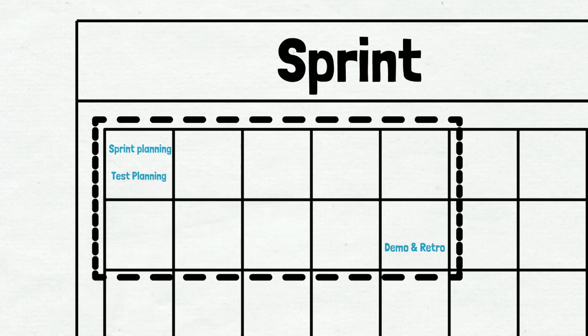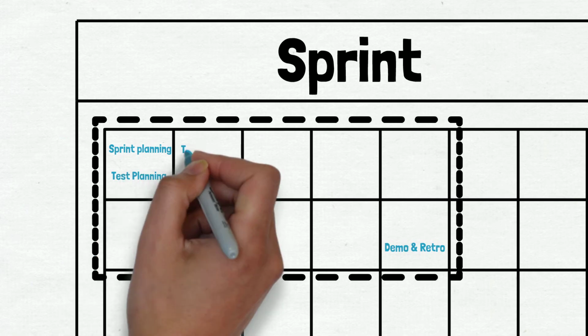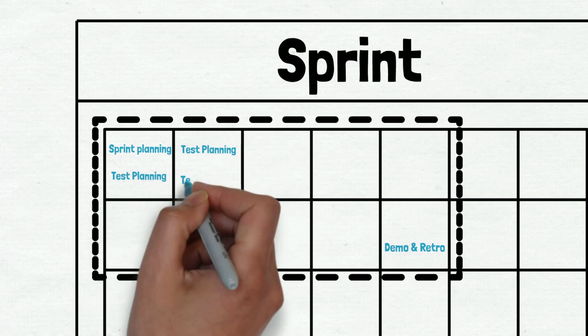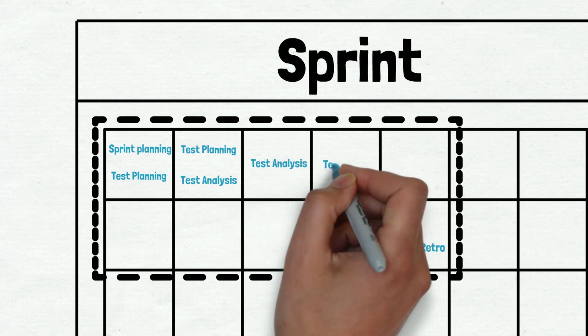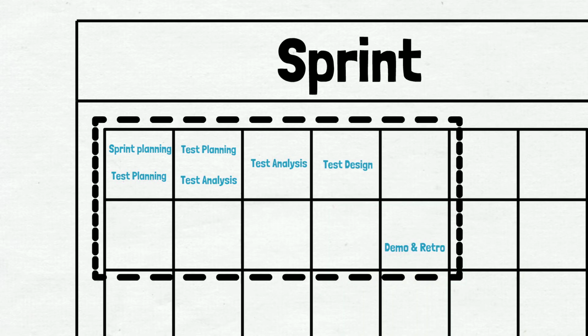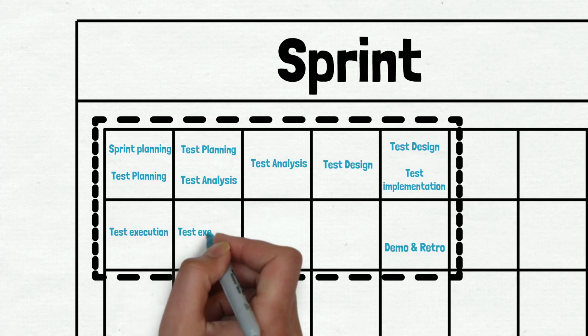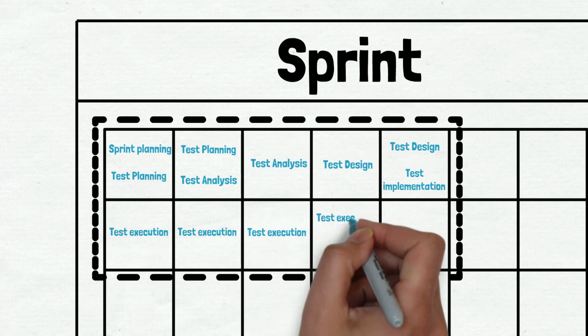The test planning starts on the first day of the sprint and ends on the next day. The next activity is test analysis, which starts on the second day, and most likely will take an entire third day. The test design activity will take a full fourth day and will take half of the fifth day as well. Test execution will take 3 days at least, maybe even 3.5.